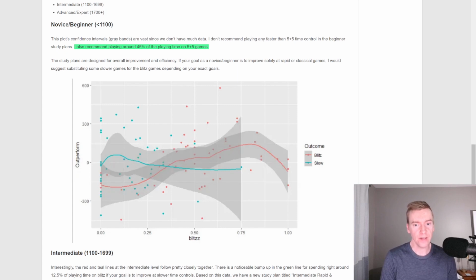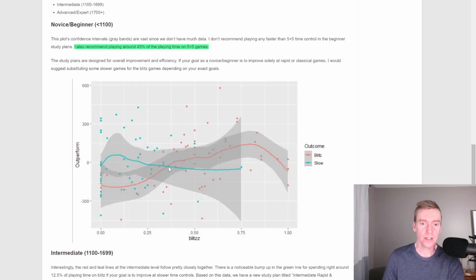The reason I like 5+5 is because if you're a novice or beginner player, you still want to have enough time to make quality moves. And if you're playing 3+0 or 5+0, it's really not enough time for a beginner to develop good habits. 5+5, I think, is kind of that sweet spot for Blitz. That's the fastest time control you should play as a beginner, in my opinion. And you could spend around 45% of your time playing 5+5 games.